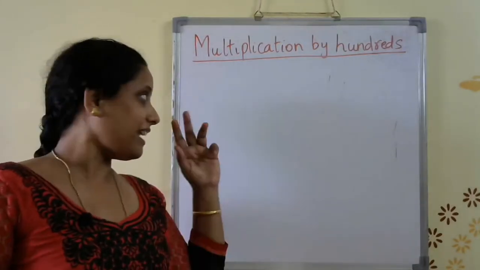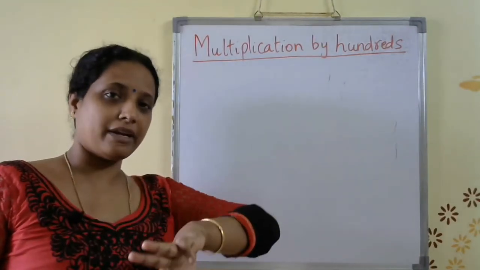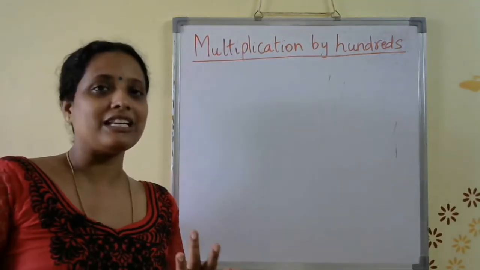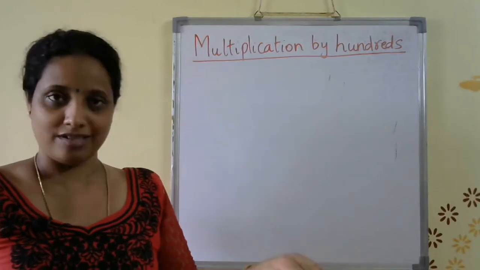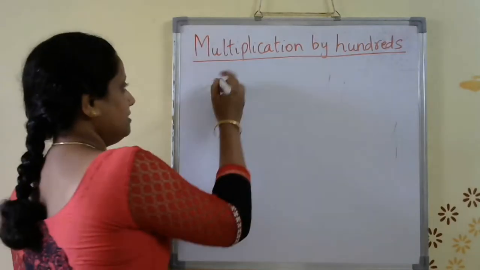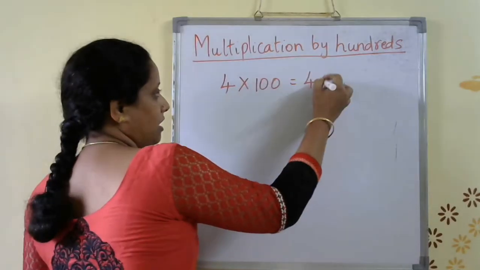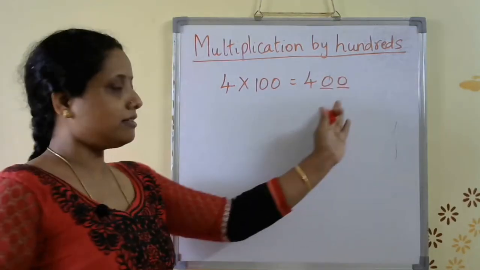Okay, so the next topic is multiplication by hundreds. As we saw in multiplication by tens, it is the same way with hundreds also. In hundreds you will see that the ones place and the tens place both will be zeros. So see here, 4 into 100 will become 400, right? The ones place and tens place both are 0.